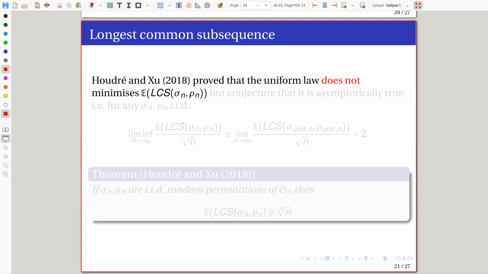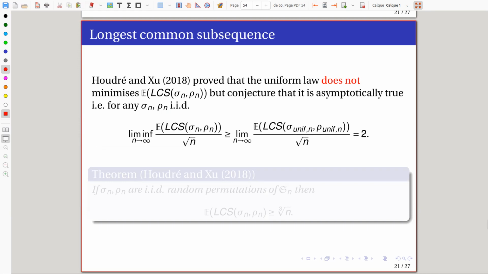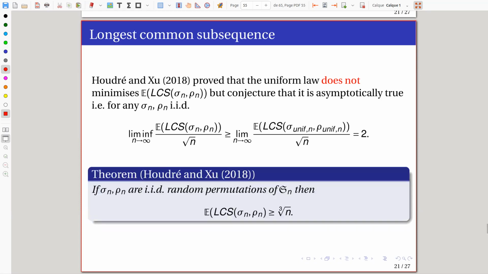At first, people were thinking that maybe the uniform law minimizes this object, but Audrey and Xu gave a counterexample and proved that the longest common subsequence is not minimized in the uniform case, but they believe that the uniform case minimizes this object in an asymptotic way. And for the moment, the best known bound is cubic root of n.